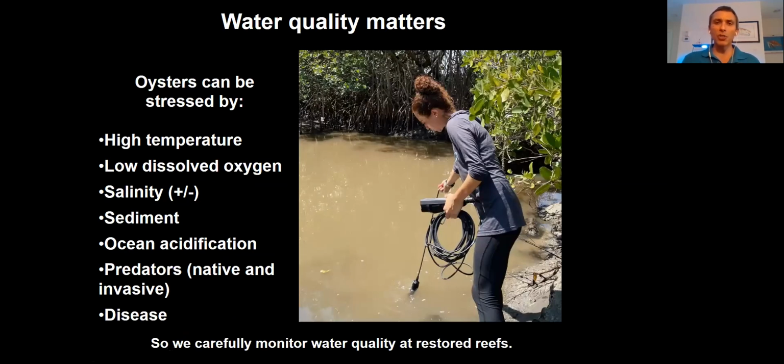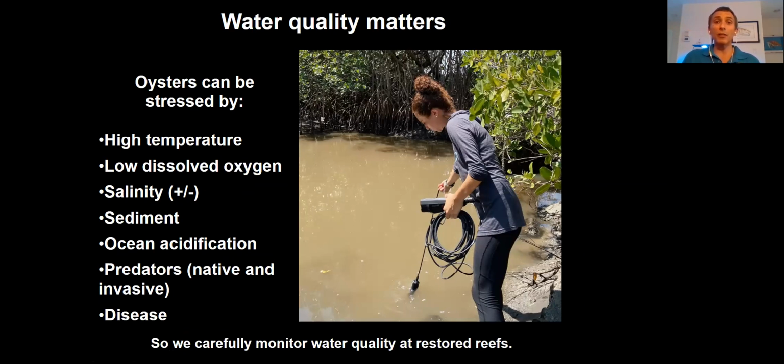Water quality is a big issue. This is Sam. She's a member of our research team, and she's measuring water quality using a device called a YSI. With a YSI, we can look at temperature, salinity, pH, dissolved oxygen. These are all important because, like Goldilocks, oysters have a very specific range of water quality parameters they like. Can't be too hot, can't be too cold.